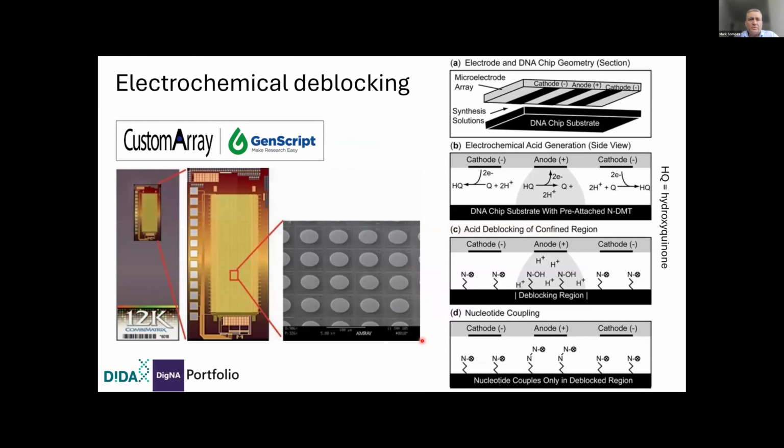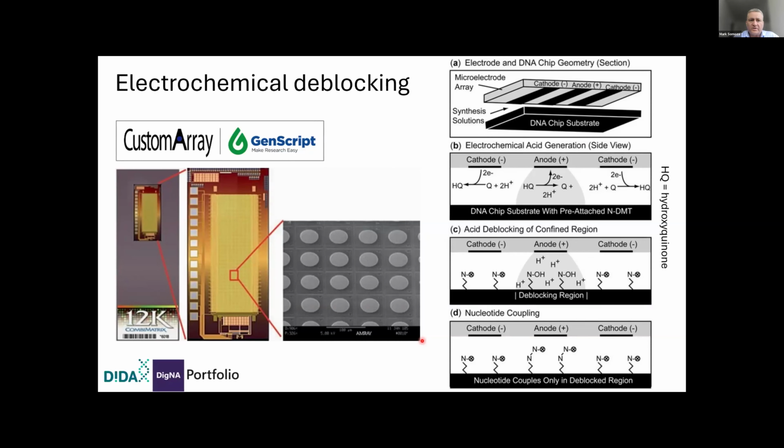So this leads me to electrochemical deblocking. This is similar in the sense that we're going to use hydrogen ions, so positively charged particles, to do the deblocking step. But in this case, we don't generate them with photoacid. We generate them by having an anode and cathode in close proximity, so generating an electric field in a small localized environment.